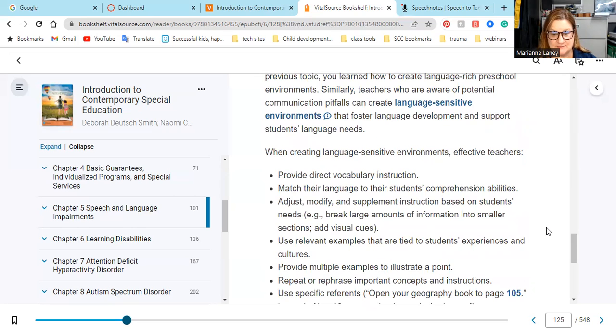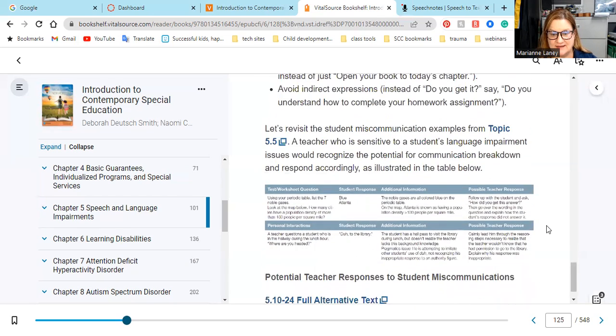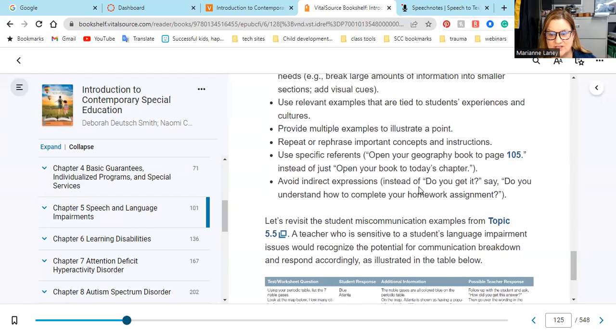Again, language sensitive is the same as language rich. So you're using the right words. You're not too casual. You're modeling good language. And then again, instead of saying, do you get it? Say things like, do you understand the instructions so you can complete your homework? Instead of open your book to today's chapter, say open your geography book to page 105. Just being more specific in your language.